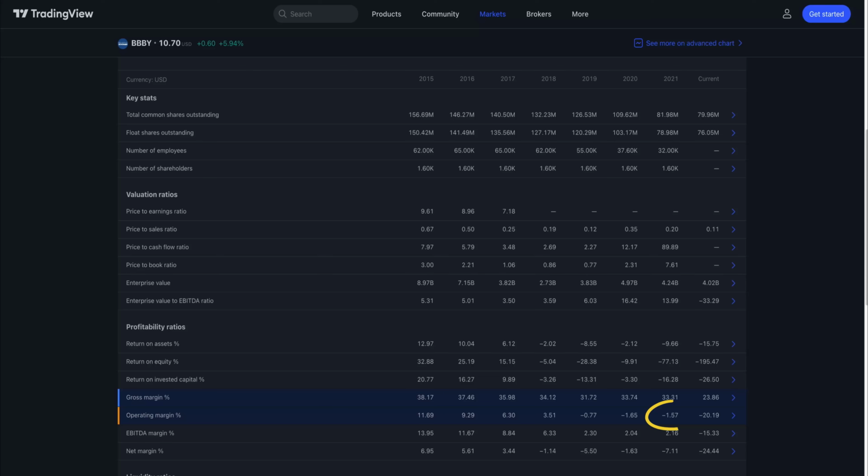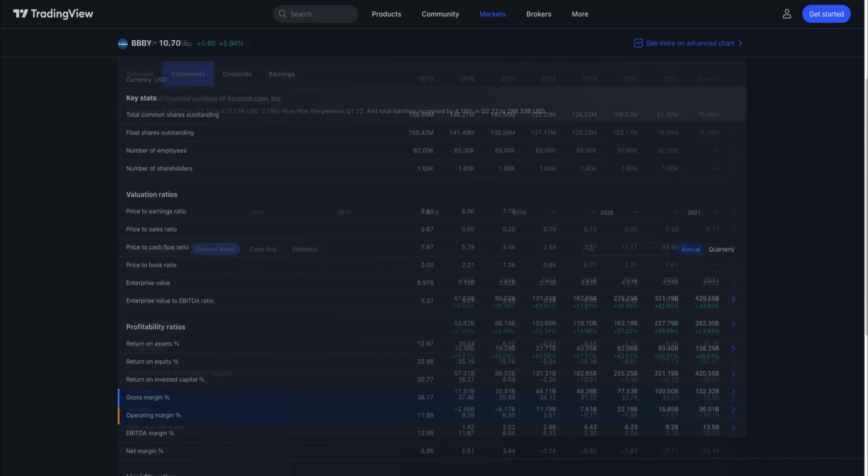Last, the operating margin, which as you may recall from earlier, we want to see a number of 15 or above, it's negative 1.57, meaning that Bed Bath & Beyond, for every dollar of sales they make, they generate a loss of $1.57. Needless to say if this company is considered a good long-term investment or not.